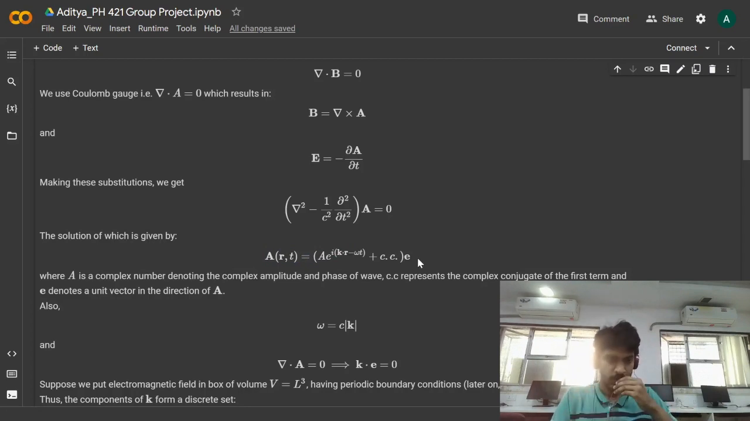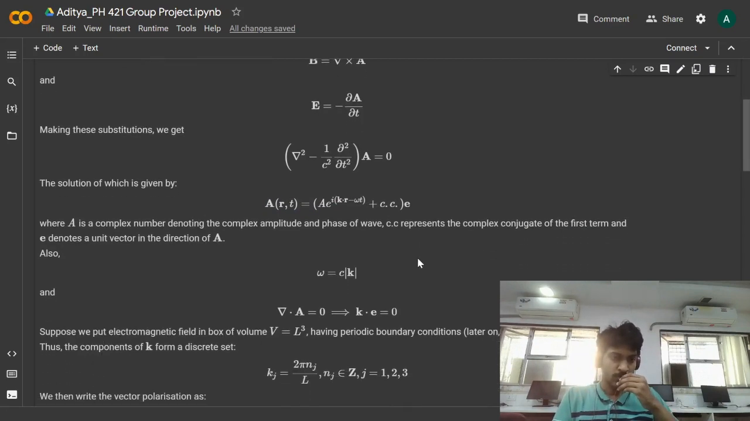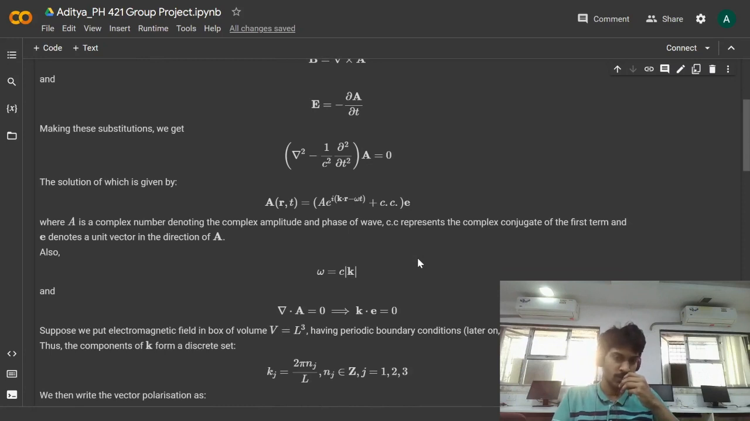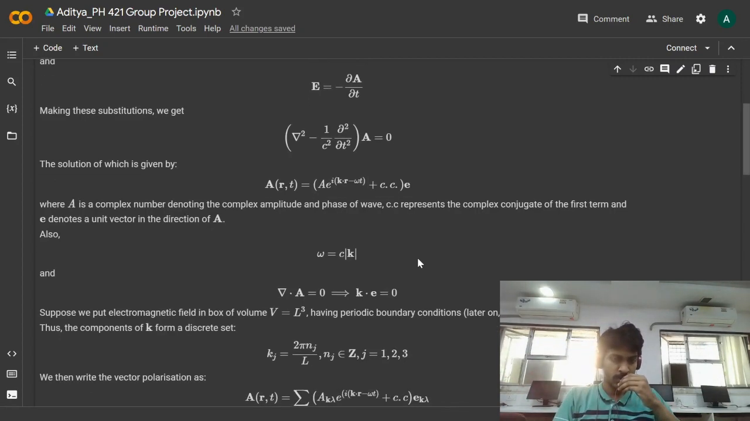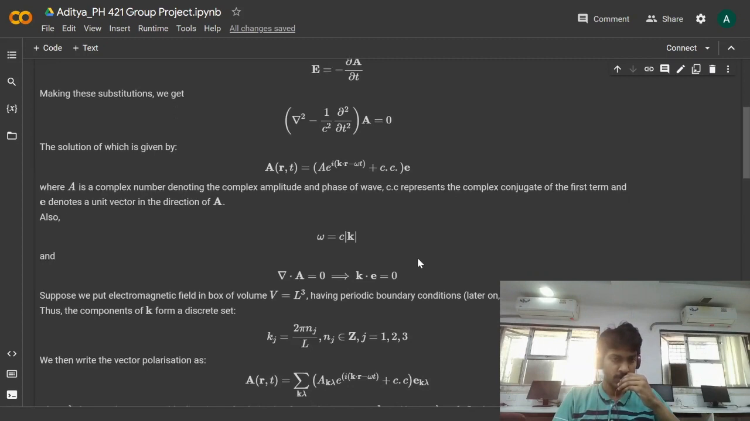Suppose we put our electromagnetic field in a box of volume L³ with periodic boundary conditions. Later on, we'll take the limit of L tending to infinity. For now, if we take finite L, we can say that k forms a discrete set: k_j = 2π n_j / L, where n_j belongs to the integers and j is 1, 2, 3. So basically each component of k forms a discrete set.